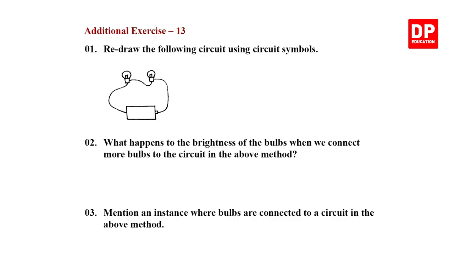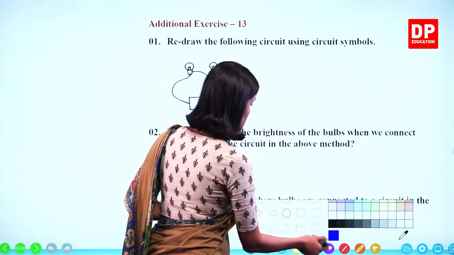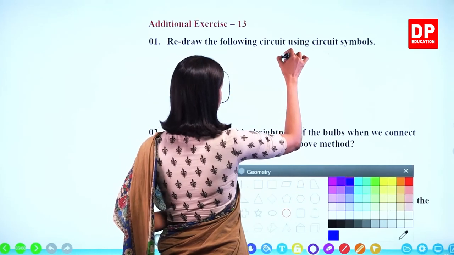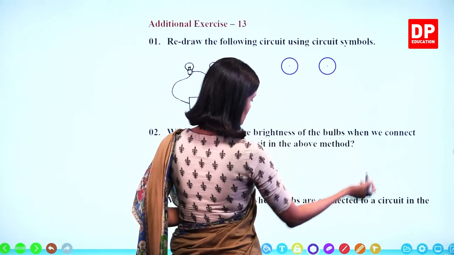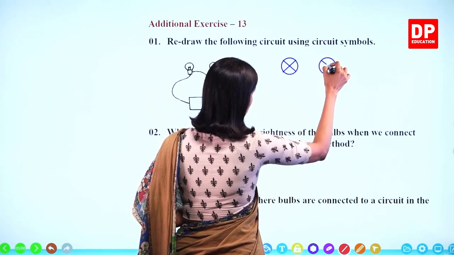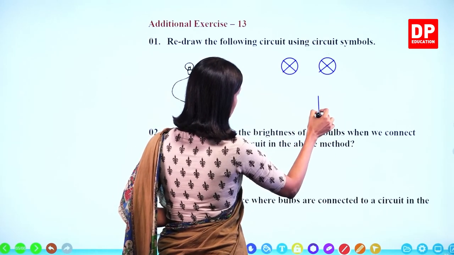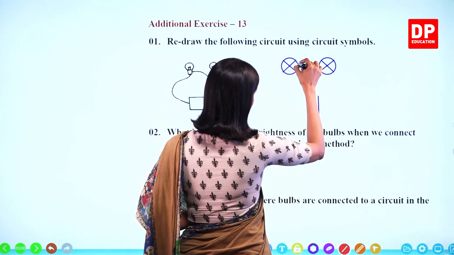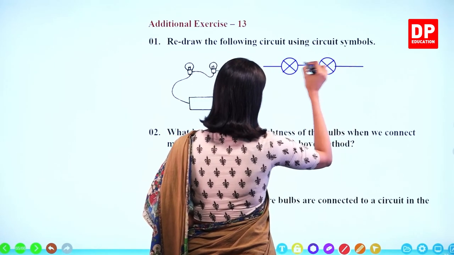Exercise 13. First question. Redraw the following circuit using circuit symbols. This is also very easy. Two bulbs and one dry cell. Let's draw this. Two bulbs. And one dry cell. And connective wire.